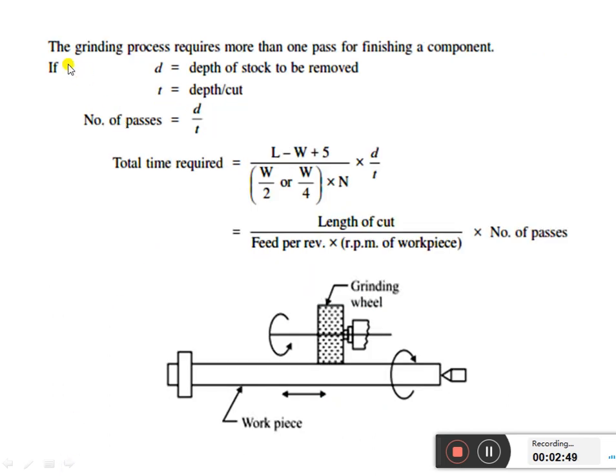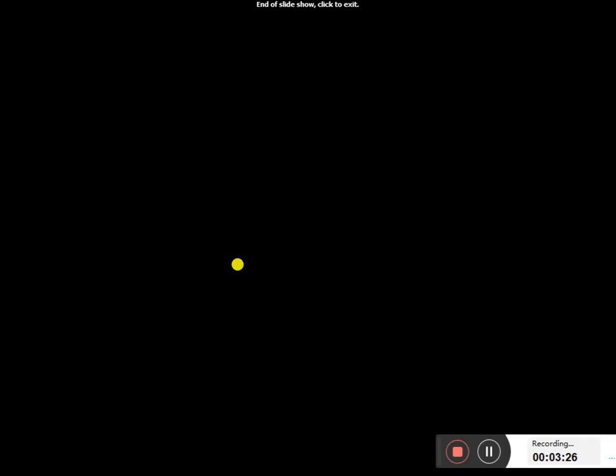The grinding process requires more than one pass for finishing the component. The number of passes is equal to small d divided by t. Small d is the depth of stock to be removed, t is the depth per cut. So total time required is L minus W plus 5, either rough cutting or finishing, into N, into d by t. So that is the total time required for cylindrical grinding.